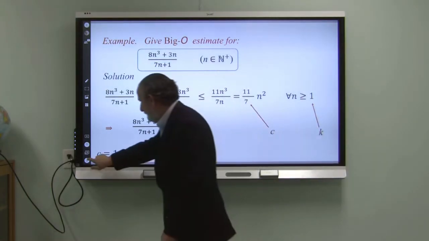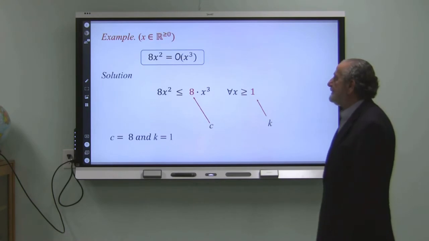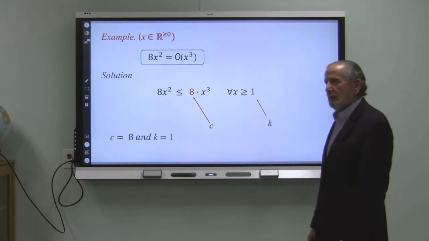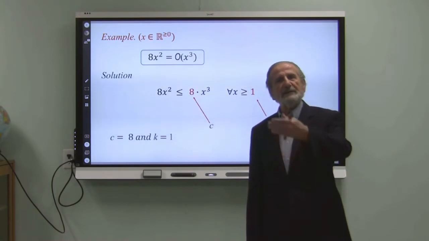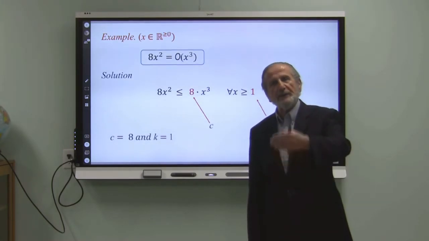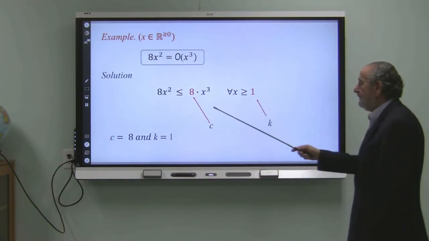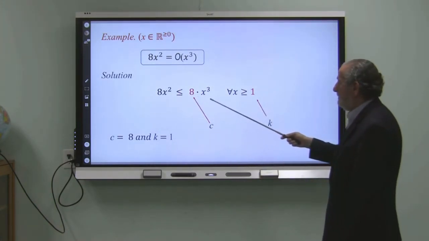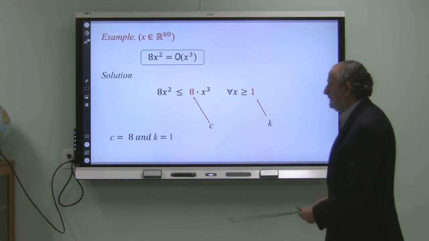Pretty simple. Now, 8x squared is big O x cubed. And it's going to be big O x to the power 4, x to the power 5, because x squared is less or equal than x cubed, less or equal than x to the power 4, provided x is greater or equal than 1. So you can set it up this way. You find c is 8 and k is 1.